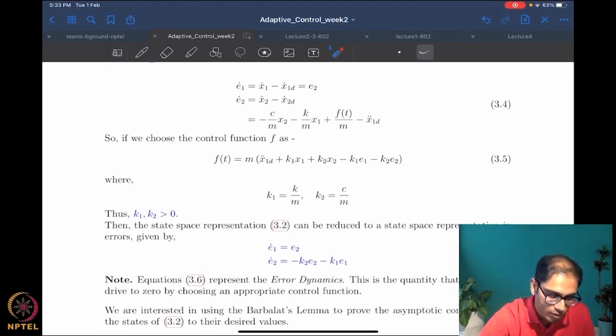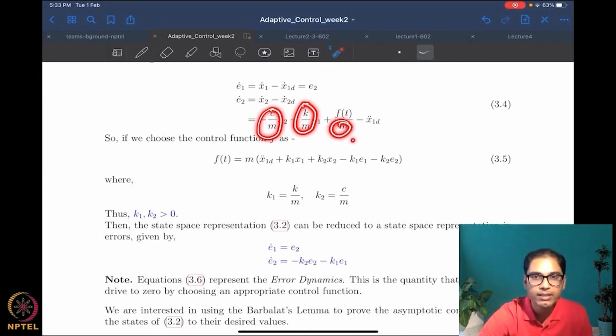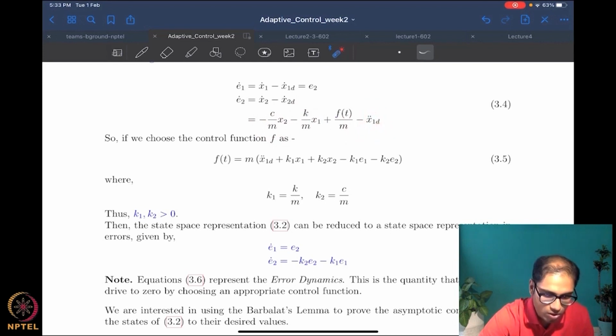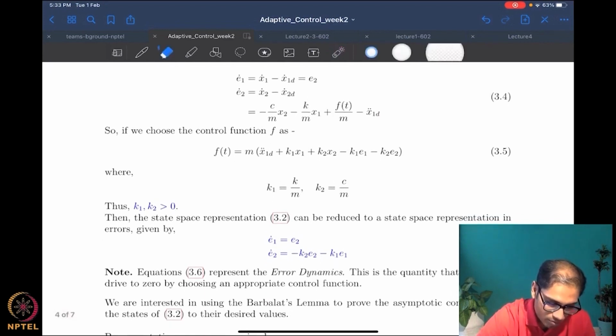So we assume for the moment that all the parameters of the system are known. That is, we know this quantity, we know this quantity. All these parameters are assumed to be known. Obviously the trajectories have to be given to us. It doesn't make sense otherwise, because if I don't know what I'm following, then what am I following?